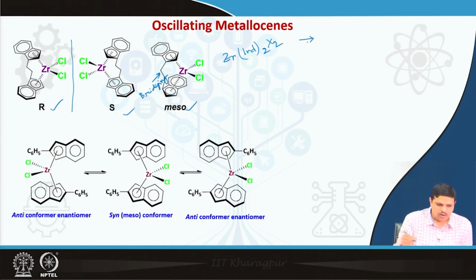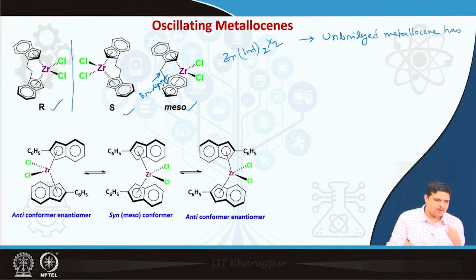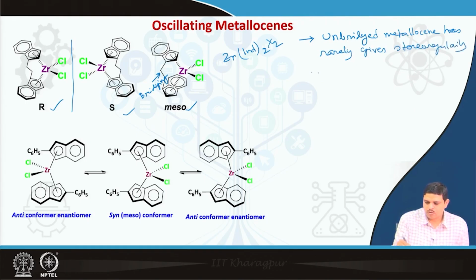So, unbridged metallocene rarely gives stereoregularity. Okay. However, we can do it by designing the ligands in a very judicious way. What do we have to do? We have to basically increase the barrier energy.